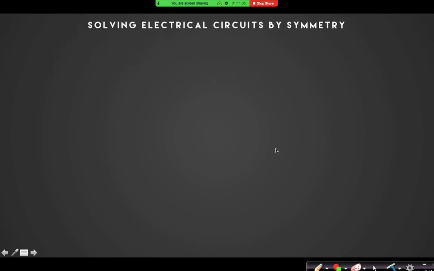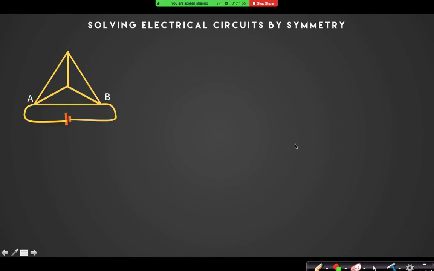Now we will talk about electrical circuits and their symmetry. There are two types of symmetry that you will find in any electrical circuit, right? In most cases you will find that the circuits are symmetrical. So what type of symmetrical circuit will you find? Look, this is one type of symmetrical circuit.